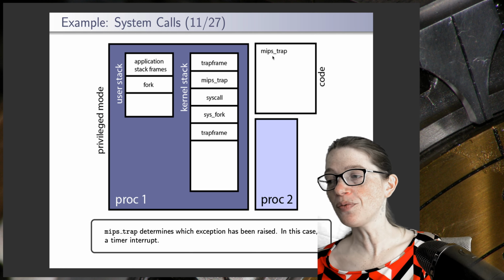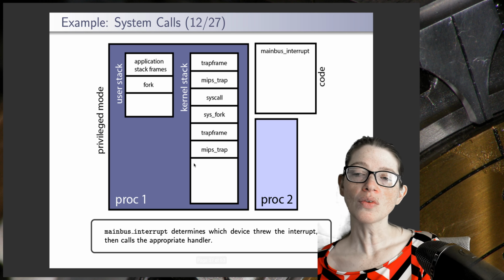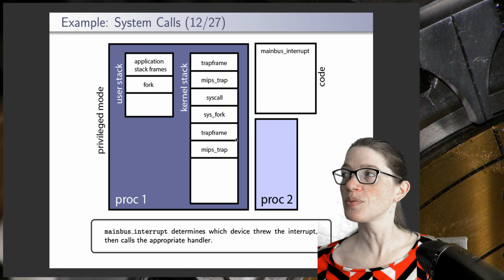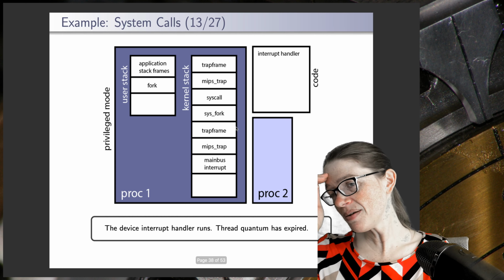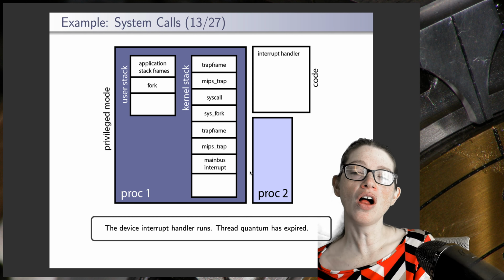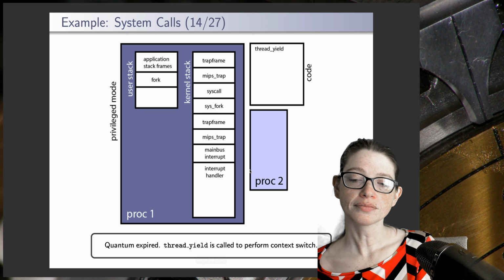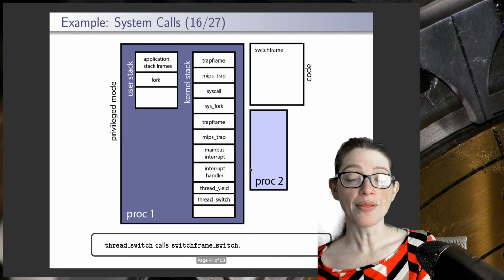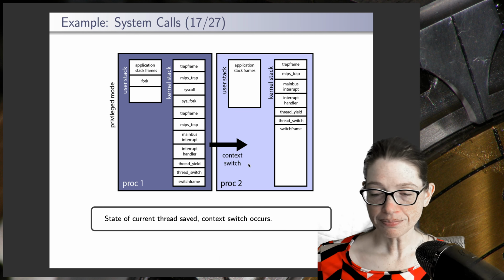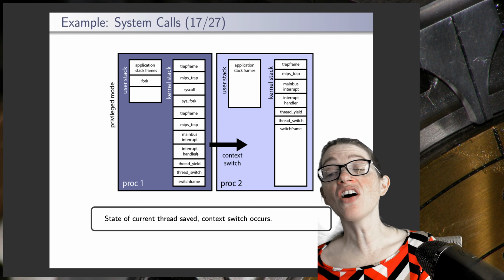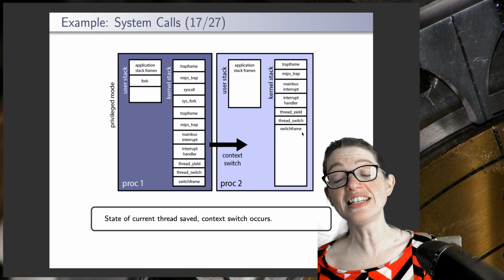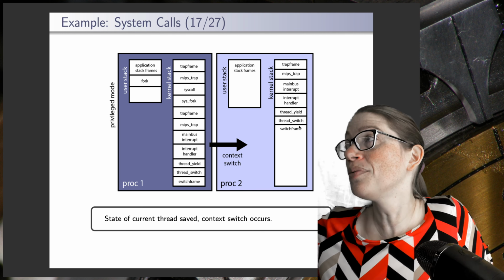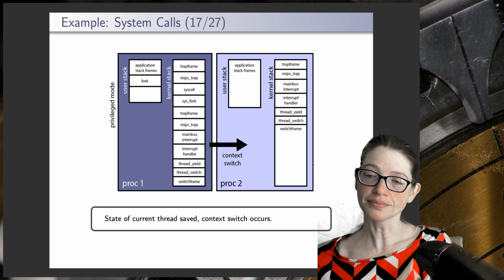Then after saving the trap frame, it runs MIPS trap. MIPS trap says, oh, this was a timer interrupt. I'm going to call main bus interrupt, which is handling hardware. Main bus interrupt is going to then call the interrupt handler for the clock. And then the clock interrupt handler is going to call thread yield and thread switch and then switch frame, which is going to cause us to switch to a different thread from a different process. Because right now we only have processes with a single thread.